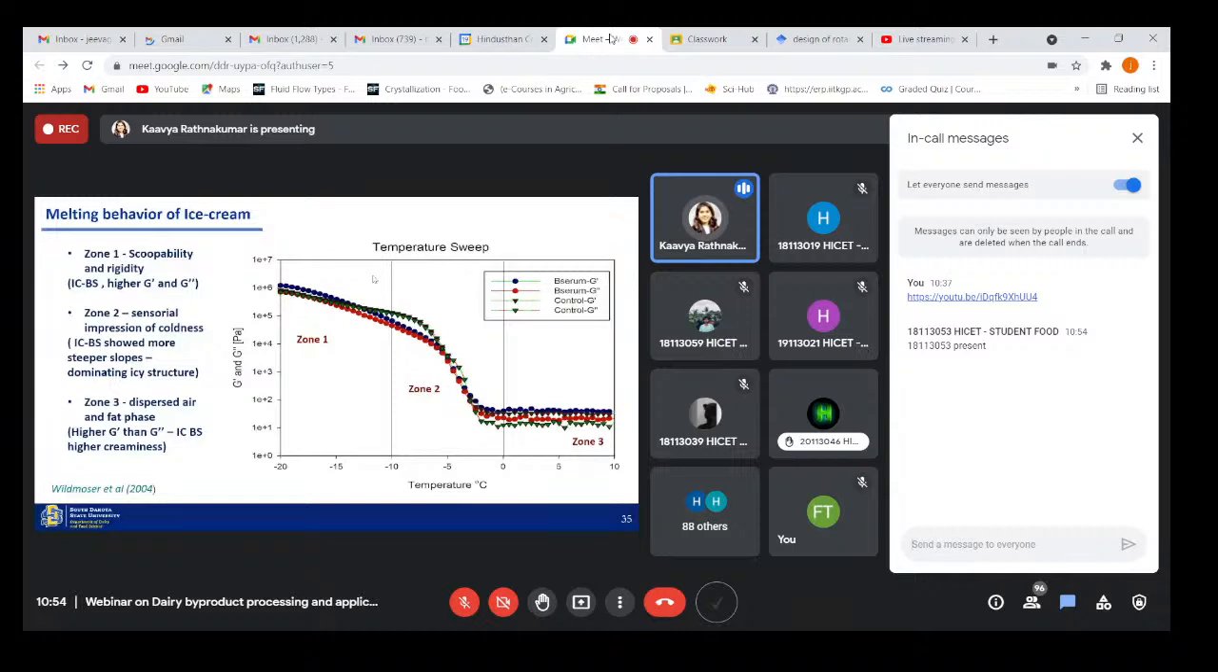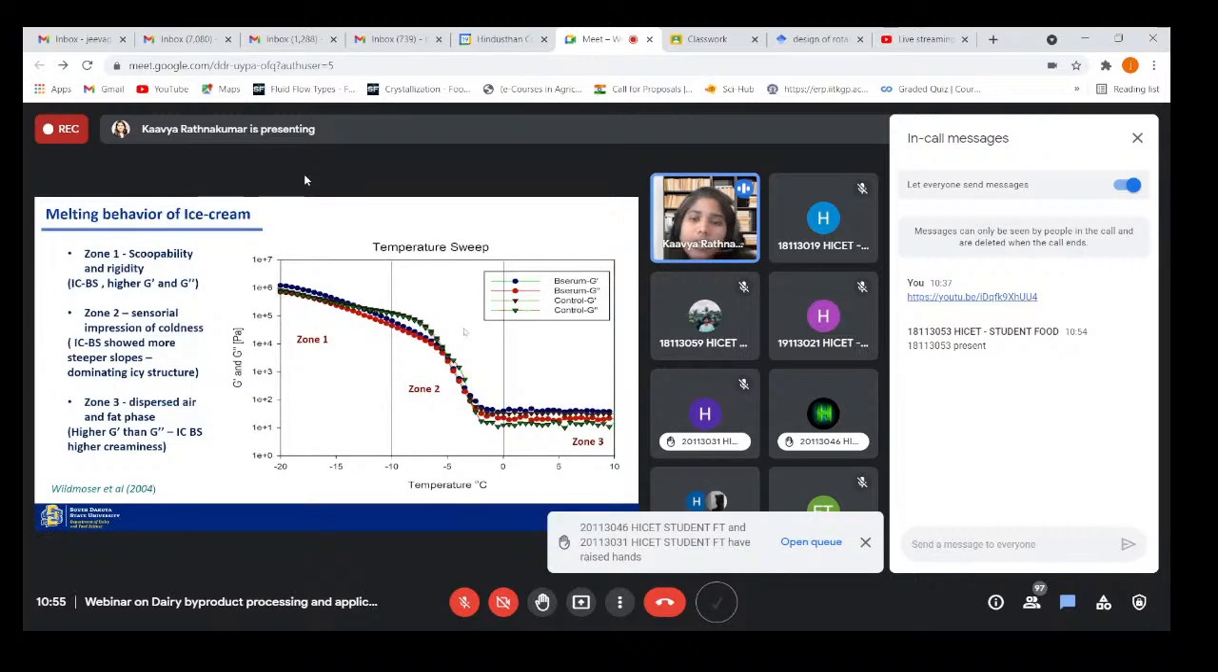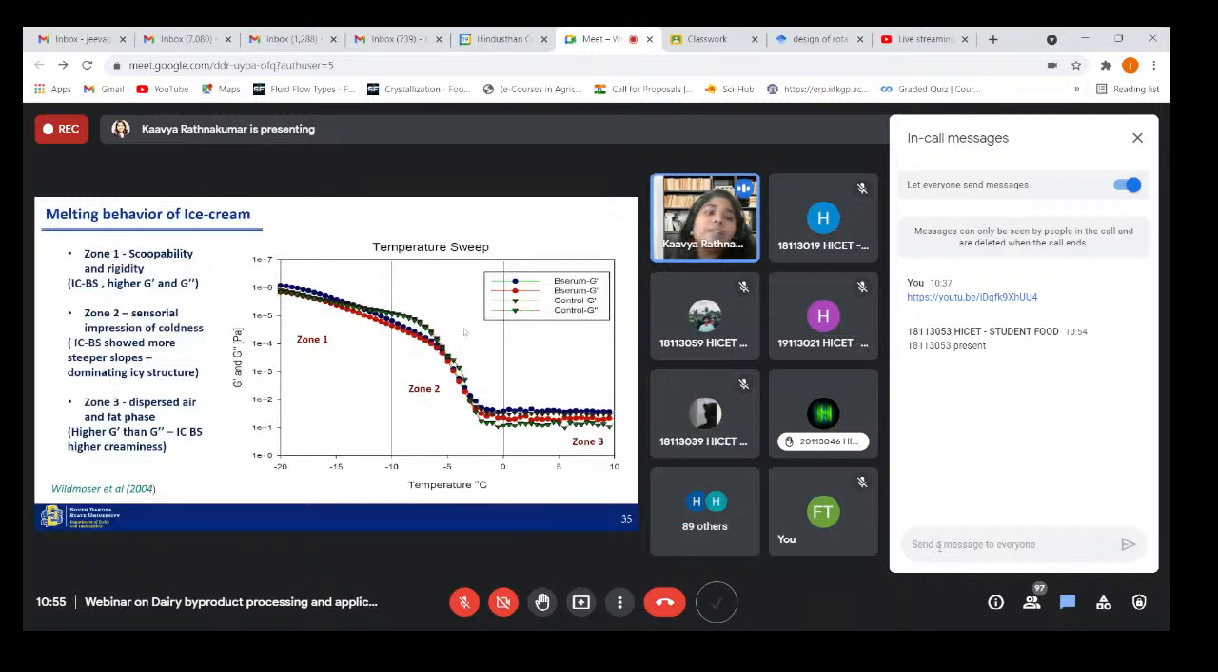which contributed to the scoopability and rigidity of the ice cream. Then zone 2 lies between -10 and 0 degrees Celsius. Here you can see how it has been decreasing. There is a reduction in both the storage modulus and loss modulus, which shows the impression of coldness dominating the icy structure. Zone 3 lies between 0 and 10 degrees Celsius, in which all the ice is melted into liquid. Then you can see the dispersed air and fat phase at that point when it comes up to 10 degrees Celsius.